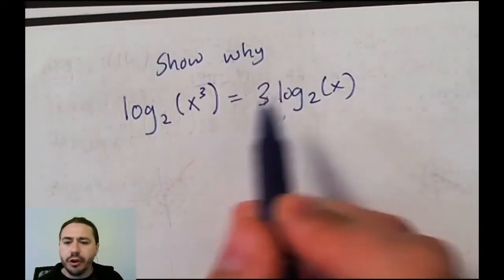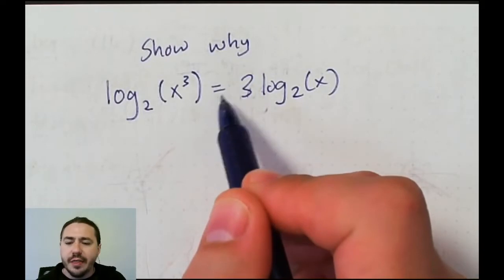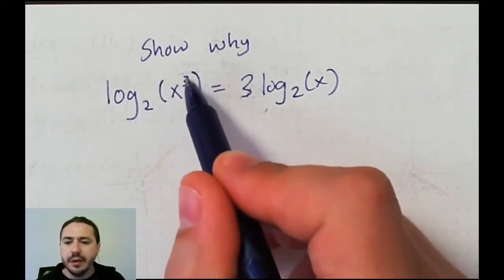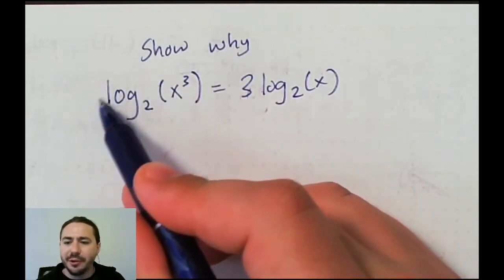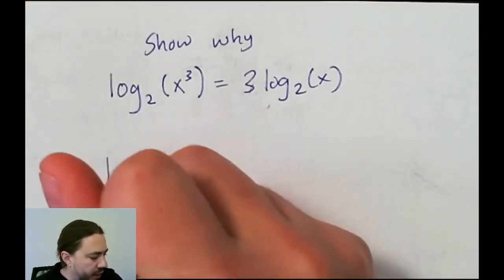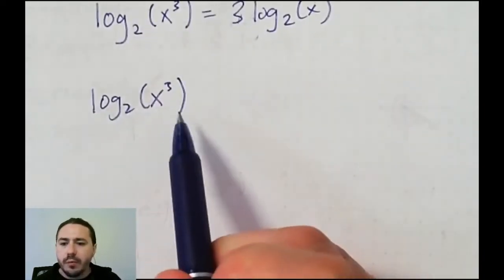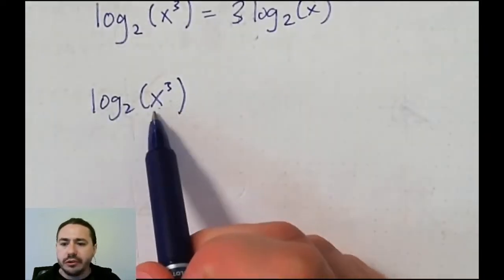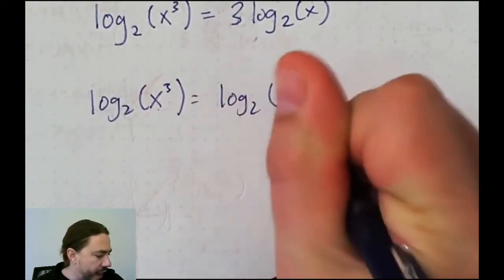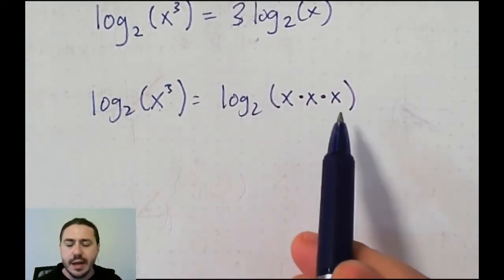Let's say we had log base 2 of x cubed, and I want to show that that is actually equivalent to 3 times log base 2 of x. So I took the exponent on the inside of that argument and threw it over here as a coefficient. So why does that work? Well, when we write log base 2 of x cubed, we can rewrite this a little bit, because let's think about what this actually means. x cubed is really log base 2 of x times x times x, right? It's just x times itself 3 times.